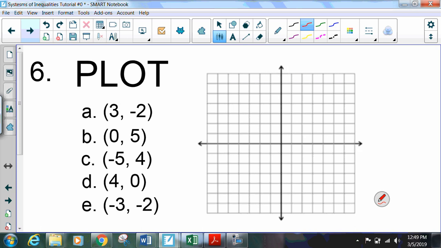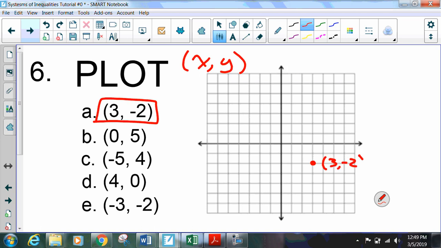Because when we're used to finding the slope, we're always doing rise over run, right? But when we plot a point, we're actually moving left to right first and then up and down. So when we see this point 3, -2, we remember all points have the x part first and then the y part. To plot this point, we start at the origin, the 0, 0 point. We move 3 to the right, and we move down 2. This is the point 3, -2.